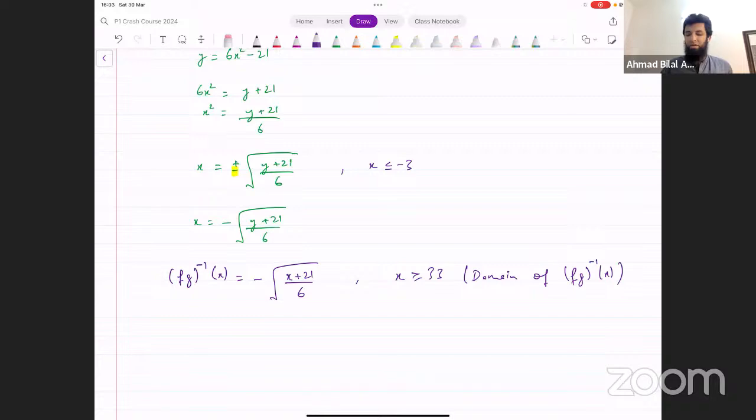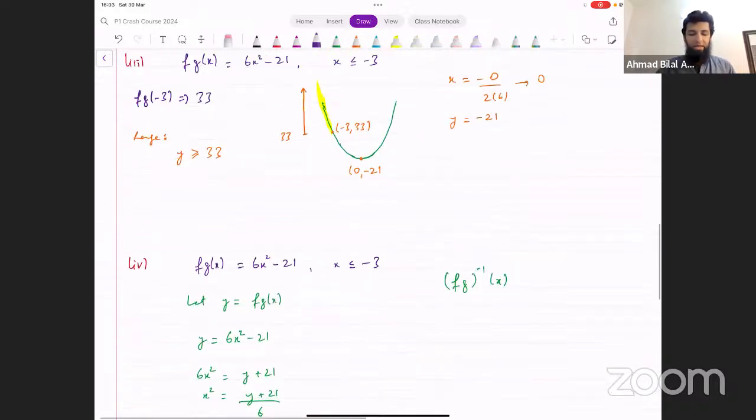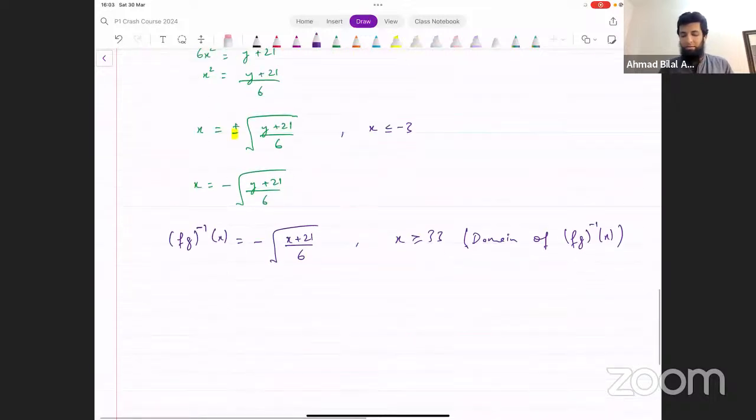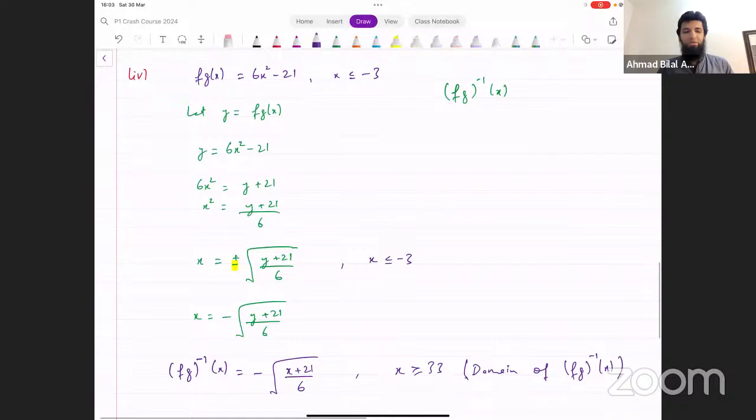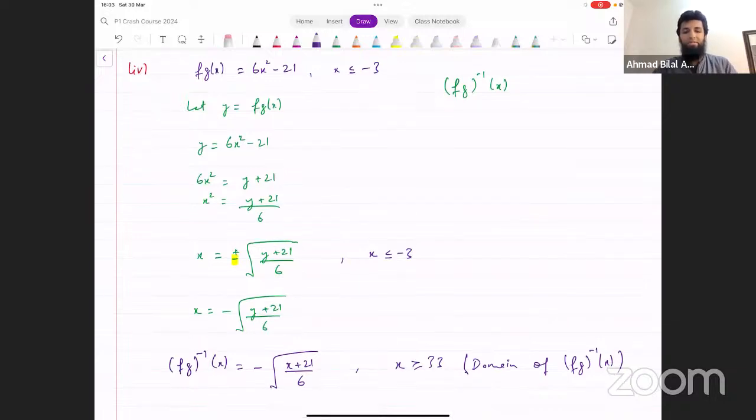Okay, how do you find that? The domain of an inverse function is the same as the range of the original function. So this should also be greater than or equal to 33. Does that make sense? Okay, so that's about composite functions.